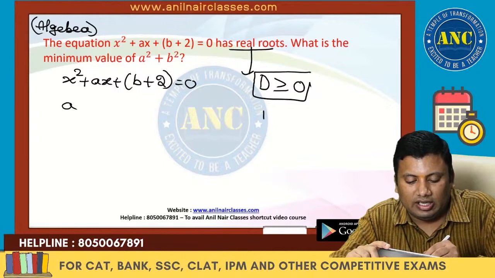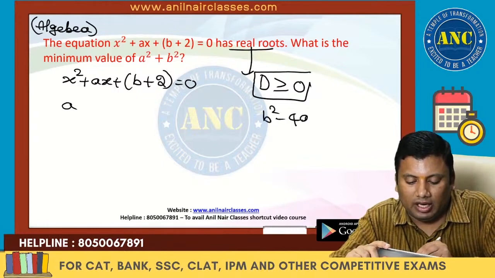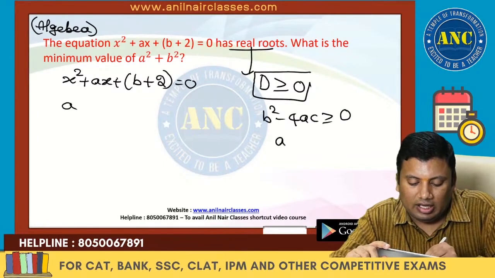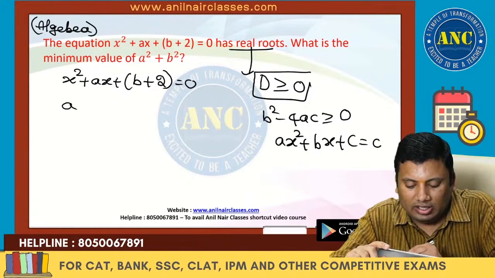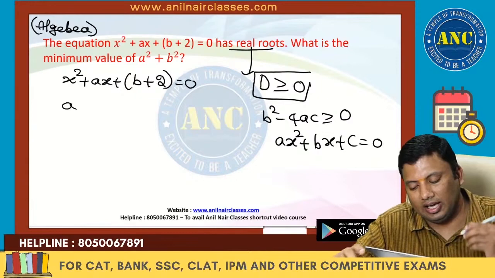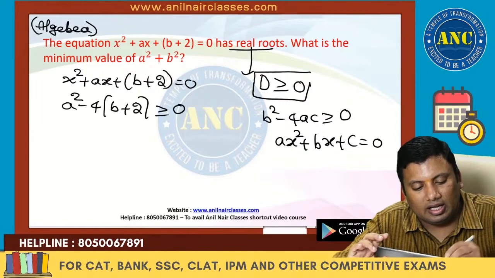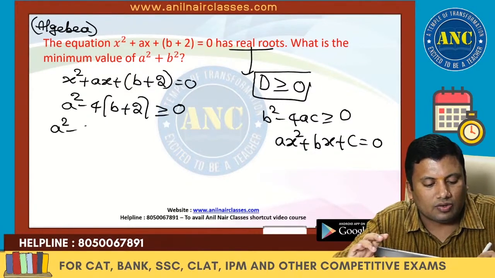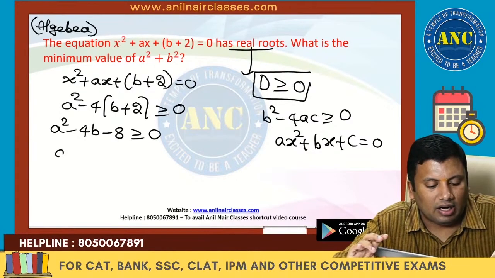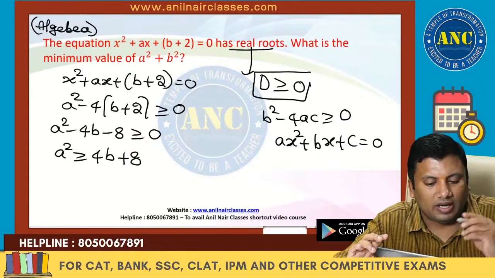Discriminant. What is the discriminant? b square minus 4ac greater than or equal to 0 for a quadratic equation ax square plus bx plus c equal to 0. So a square minus 4 into (b plus 2) greater than or equal to 0. A square minus 4b minus 8 greater than or equal to 0.